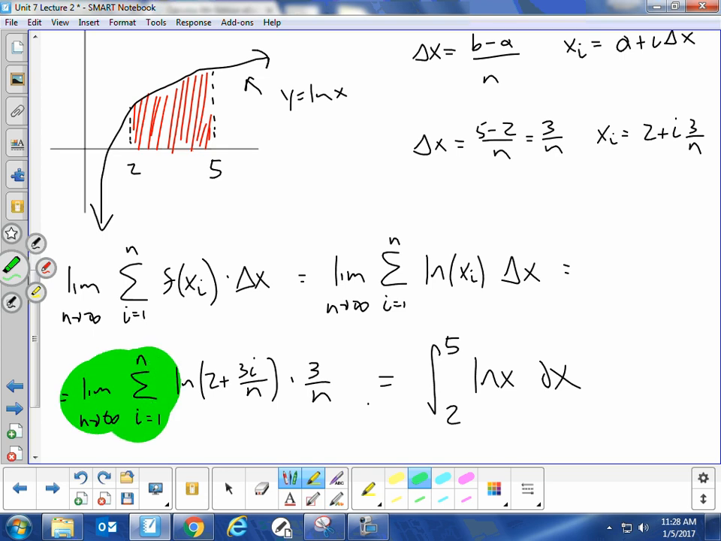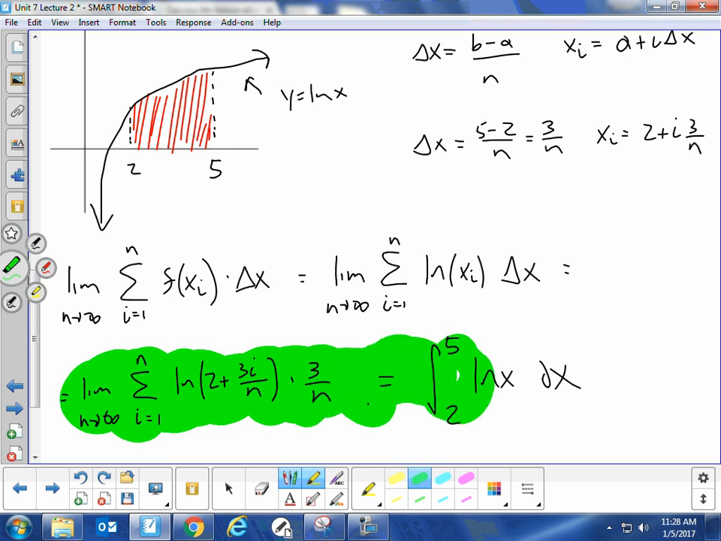Okay, look up and check your answer whenever you're ready. But there's my summation notation, and obviously that is my integral notation. Questions? It's not too bad, but once we get to the AP test, a lot of people forget the whole delta x, b minus a over n, and xi being a plus i delta x. So it's a problem that a lot of students get wrong.